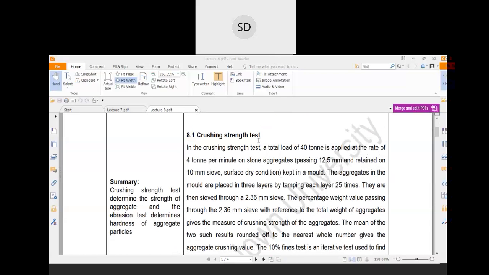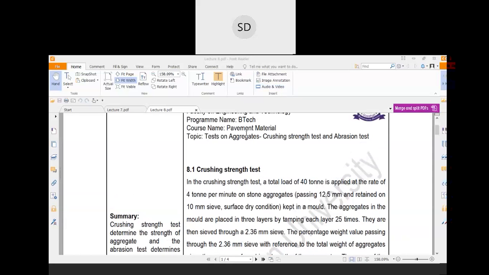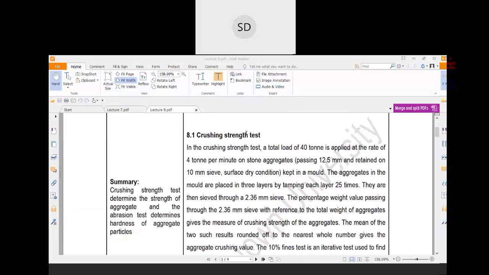Now let us discuss in detail the different types of tests for the aggregates. In this class we will discuss the crushing strength and abrasion test of the aggregate material. The crushing strength test is used to know the strength of the aggregate particles, and the abrasion test is conducted to know the hardness of the aggregate particles.